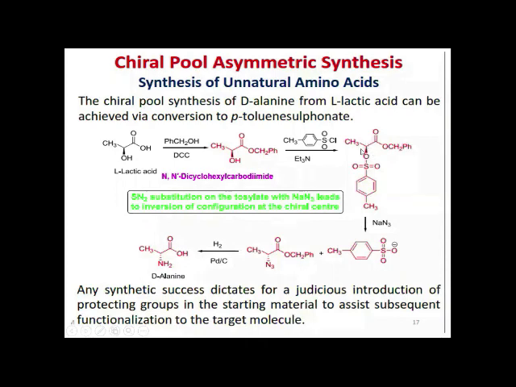And then by using a heterogeneous catalysis process, H2 gas in presence of palladium on charcoal, this N3 is reduced with loss of N2 gas and converted into NH2. So here the OH group is totally converted to NH2. By this way from lactic acid we can convert to an amino acid.